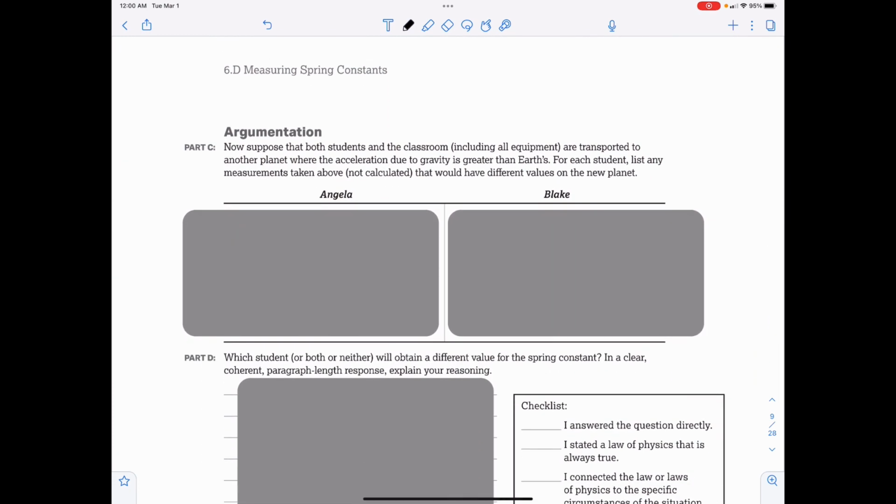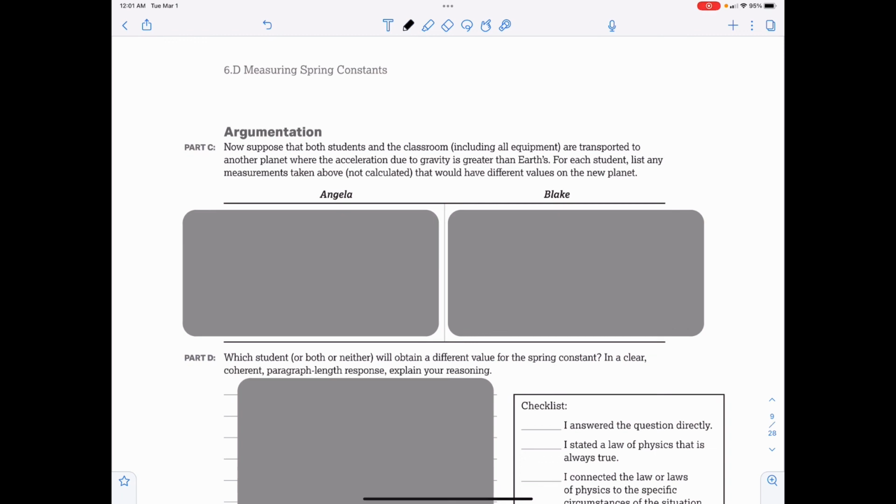Part C. Now suppose both students and the classroom, including all equipment, are transported to another planet where the acceleration due to gravity is greater than Earth. For each student, list the measurements taken above, not calculated, and what would be different on the new planet.